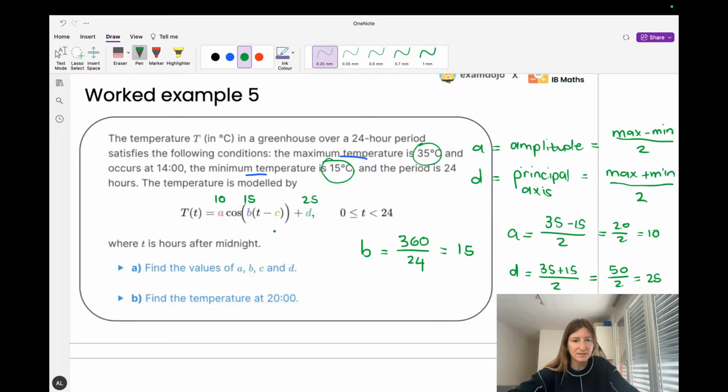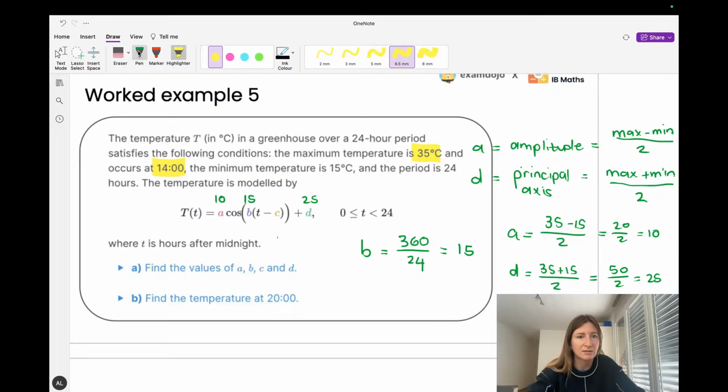Now, the only thing we don't have is C. So we need to find C, but luckily we've got all of the other ones and we've been given a coordinate here. So we've got maximum is 35 and occurs at 2. So this is a coordinate saying that basically what's our input T? T is 14, and because it's hours after midnight, so that's 14 hours after midnight, and our Y is 35 degrees. So we can put that into the formula.